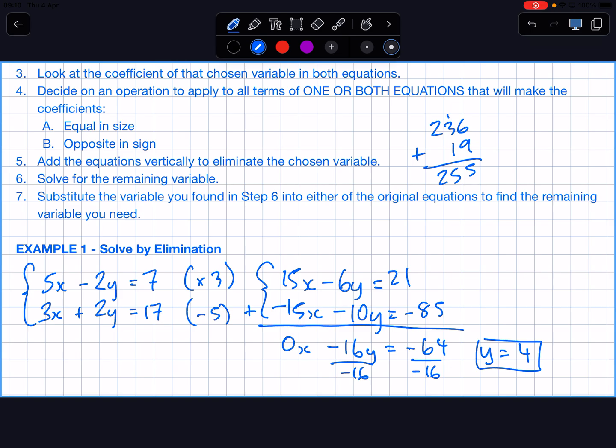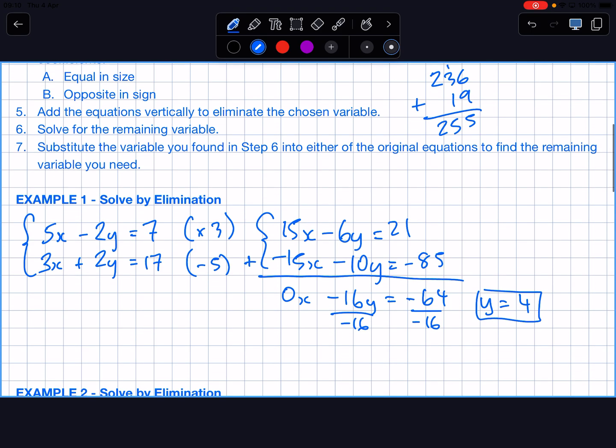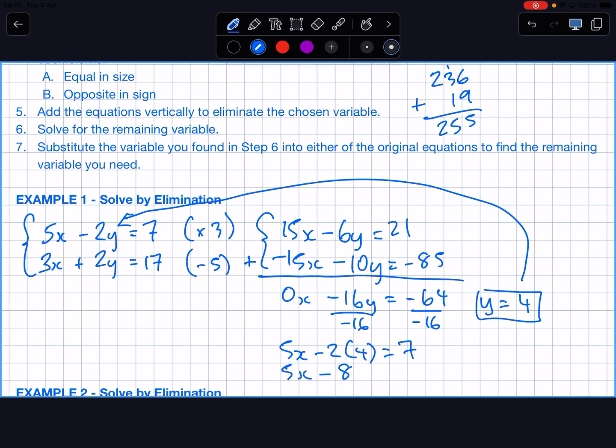Decide on an operation to apply to all terms of one or both equations to make the coefficients match. We looked at x. We did a smooth brain style because this is more work than you actually need to do. Okay? We worked out what y is. Now we're going to substitute the variable you found in step 6 into either of the original equations. So I'm going to substitute y is equal to 4 into the top one here. So 5x take 2 lots of 4 equals 7. 5x take 8 equals 7.